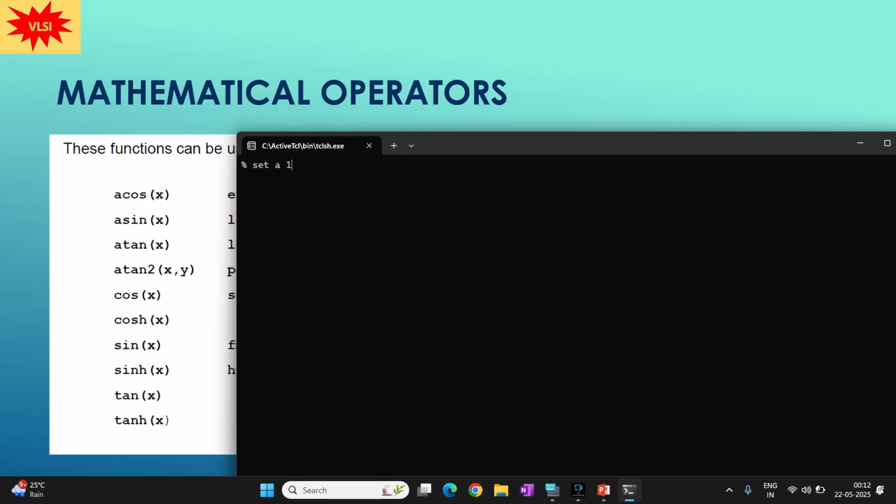Set A 10, set B 20. Now set C, expr $A plus $B. This is very basic and we have been doing it since the first lecture. So it gives you the value 30. Basic, simple and easy.